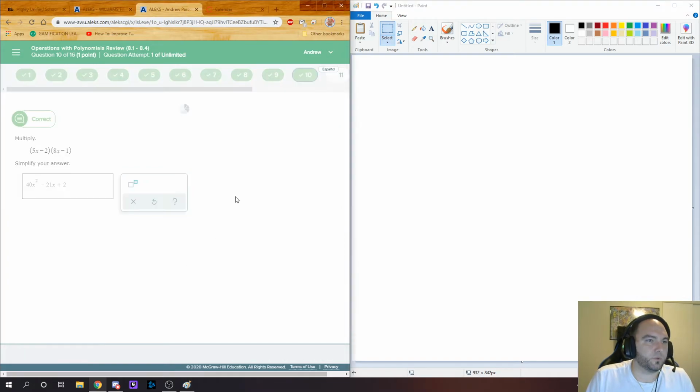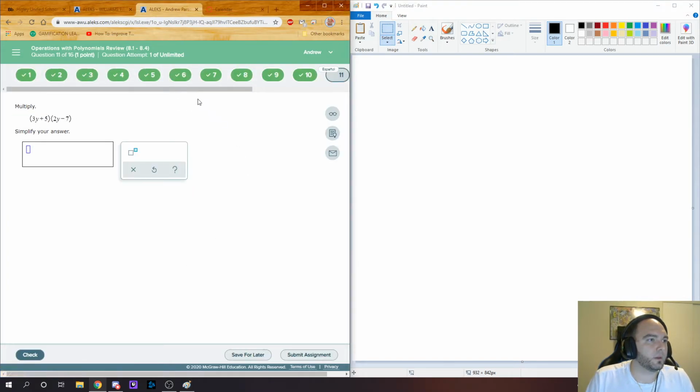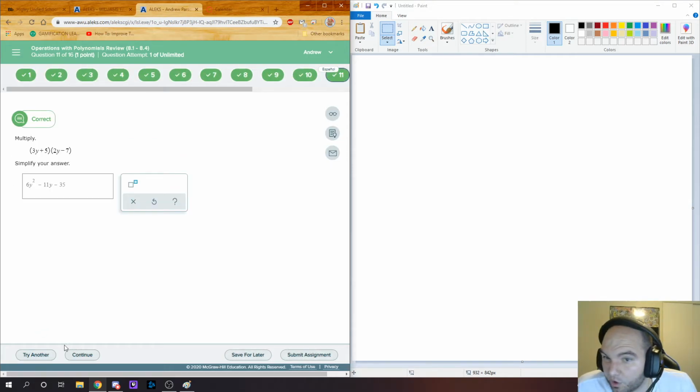Okay, moving on. All right, I'm going to write this one right in the box because I'm getting lazier. 3y and 2y make 6y squared. 3y and negative 7 make negative 21y. 5 times 2y is 10y. And 5 times negative 7 is negative 35. You can't leave it with these two guys in the middle. They must combine. So negative 21 plus 10 is negative 11y. So there, you can do all your work right in the row.